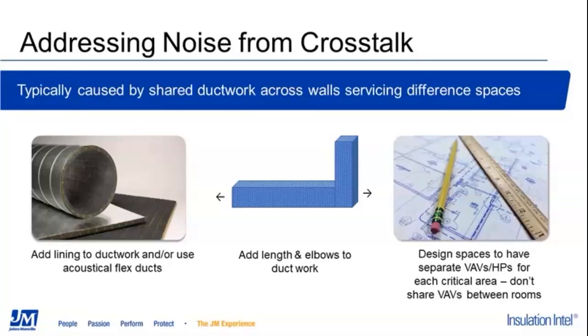So dealing with this, you can either add lining to the ductwork, possibly use flex ducts if there's a ceiling. Ideally, you want to be adding additional length to the duct, and elbows, 2 or more, is preferred. Otherwise, in the design, it's best to have individual VAVs serving noise-critical spaces. That just adds a lot longer path between those spaces.